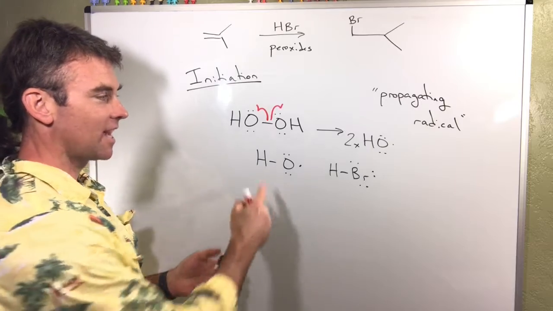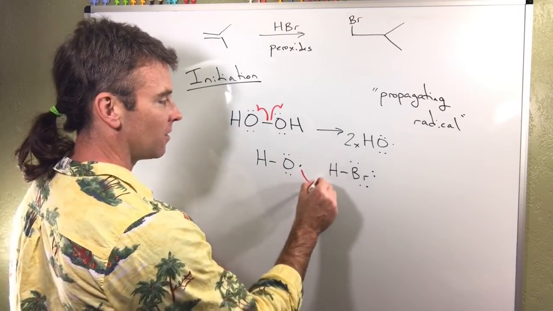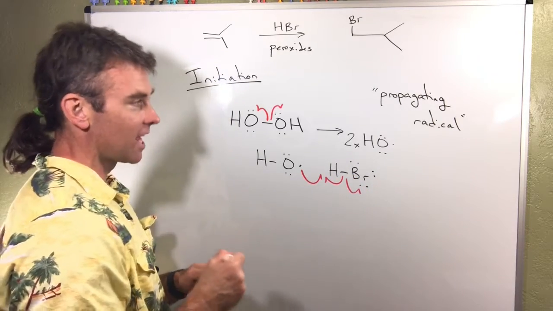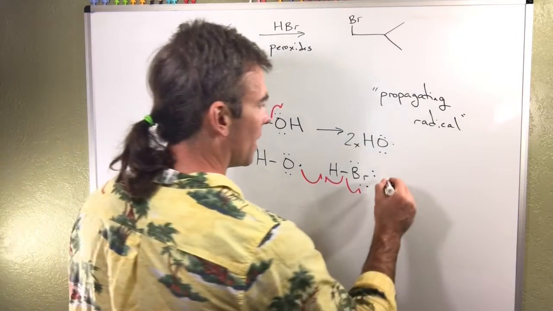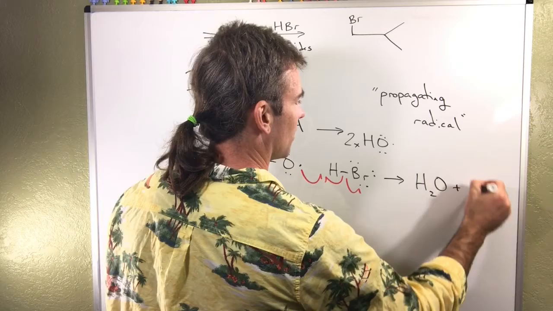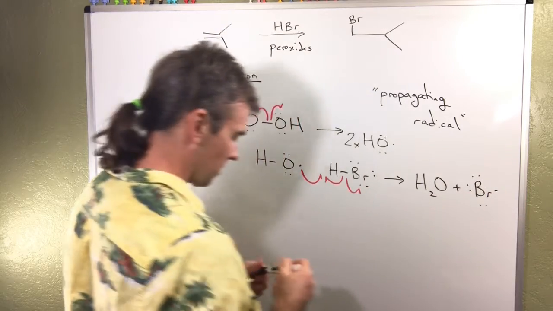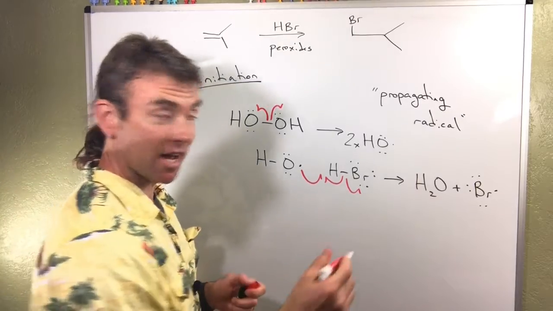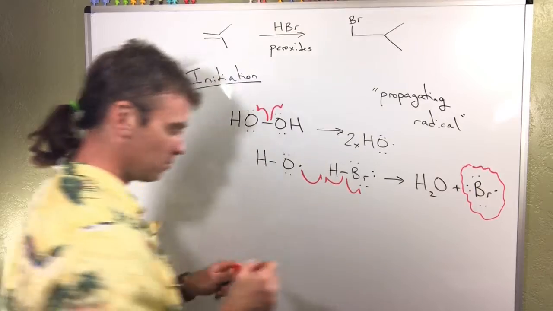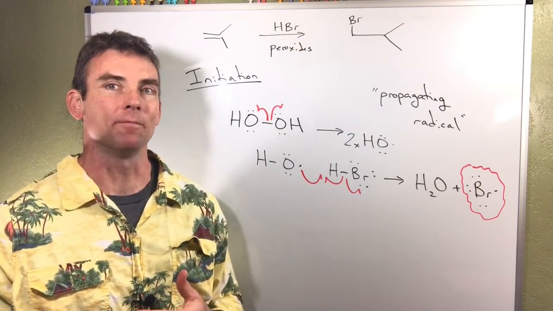And the way that it tends to react is it forms water as a driving force. So we're going to see a flow of arrows that looks a little like that. And we're going to produce some water plus our propagating radical. So this species in this reaction is the propagating radical, right? Br dot. That's the thing that's going to get the process really rocking.